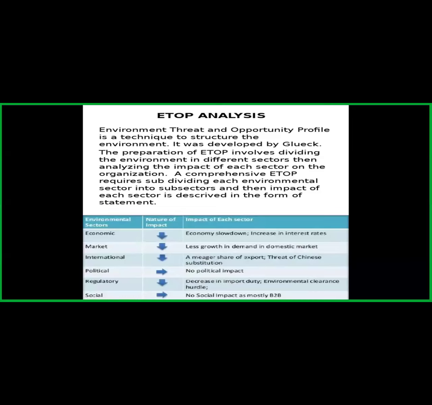So that's the reason why the downward arrow is there. No political impact: if the government doesn't come up with any rule which is going to adversely affect the growth of the organization, then the parallel arrow can be drawn. Then next is regulatory: decrease in import duty, environmental clearance hurdle, decrease in import duty. If the duty on import is decreased by the government, automatically what will happen?